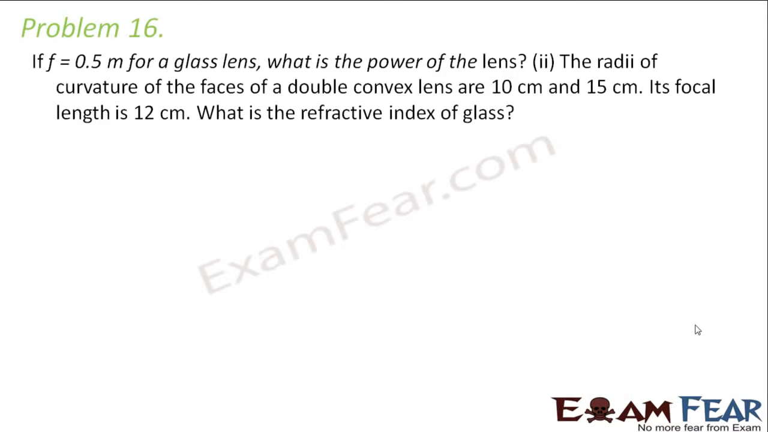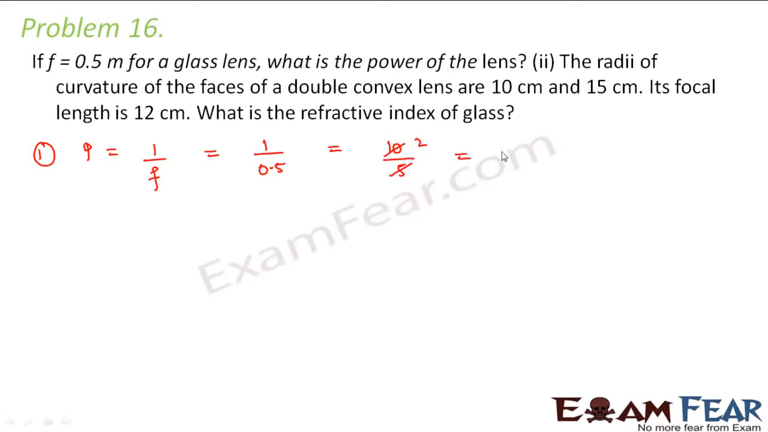Right? So let us look at the last problem of this section. It says that if f is equal to 0.5 meter for a glass lens, what is the power of the lens? As discussed, we saw that power of a lens is defined by 1 by focal length. So in this case, focal length is given as 0.5 meters. So it is 10 by 5, which is 2. So the power of the lens is 2 diopters.